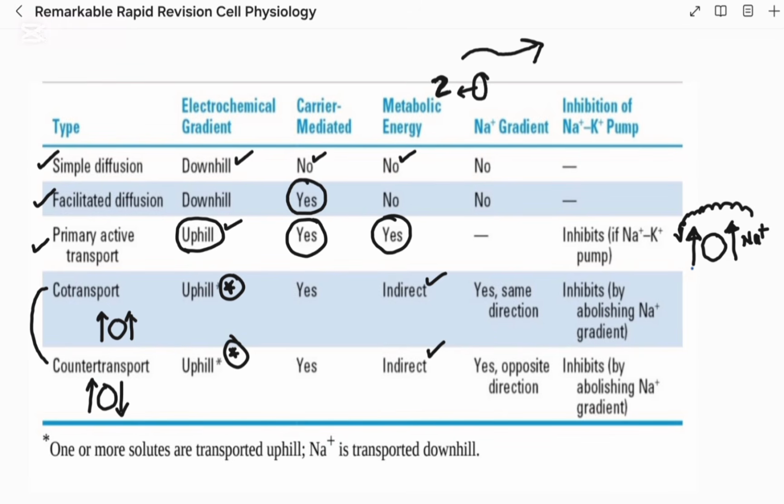So in counter transport, let's say that sodium is moving inside of the cell and our substance is moving outside of the cell, let's say potassium. So now potassium will move outside of the cell with the energy that was produced by the movement of sodium along the gradient.